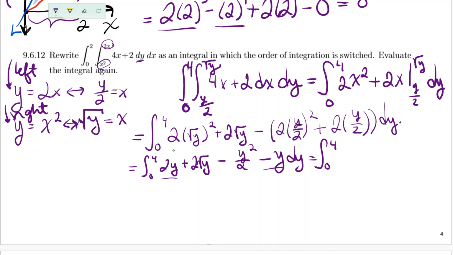Integral from 0 to 4 of y plus 2. I'm going to write y to the 1/2, because I'm going to have to do the power rule to this in a second, instead of square root of y, minus y squared over 2, dy. Okay, let's integrate that with respect to y.